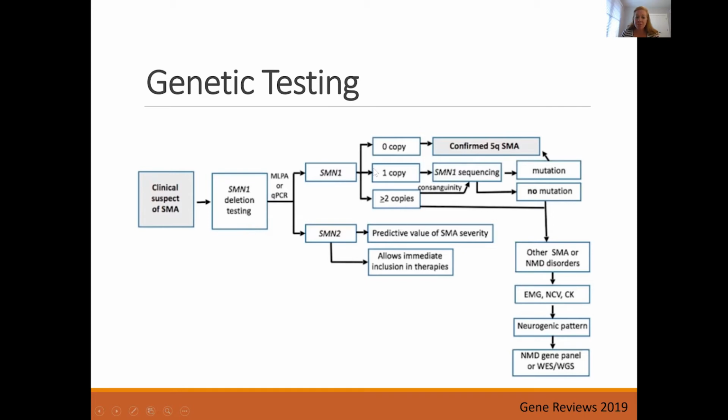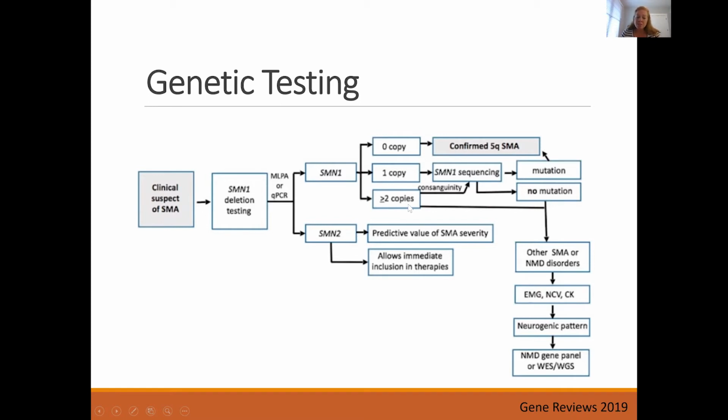And if we see that there's 0 copies of SMN1, we can confirm the diagnosis. If there's 1 copy of SMN1, we can proceed with sequencing the second copy of this gene. And if we find a mutation there, then we can again confirm the diagnosis.